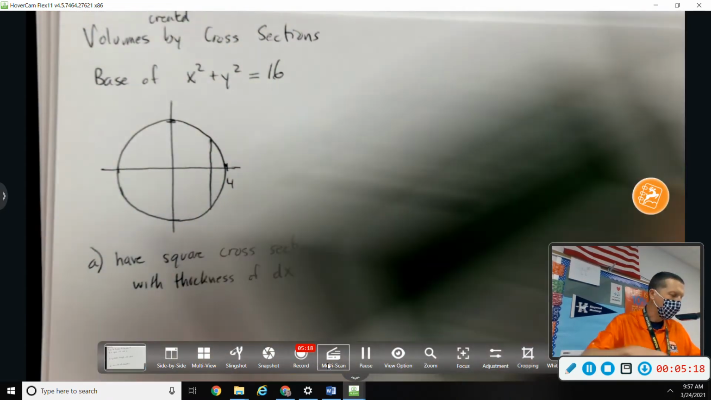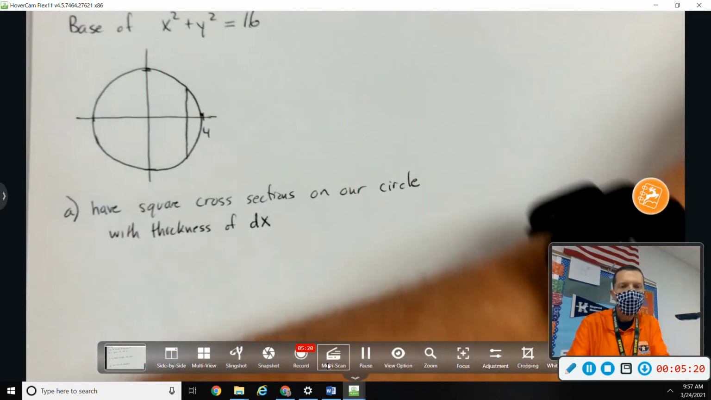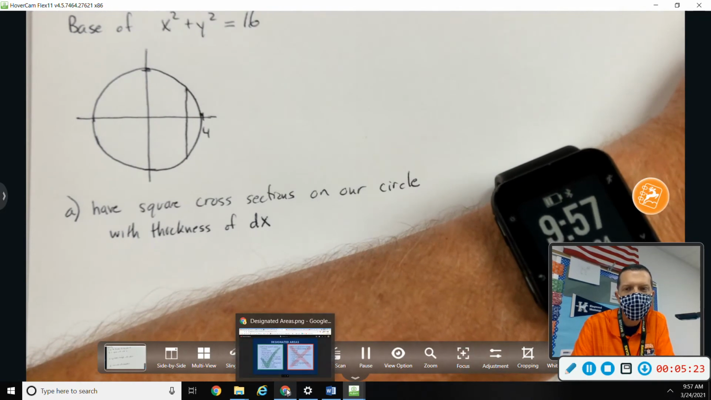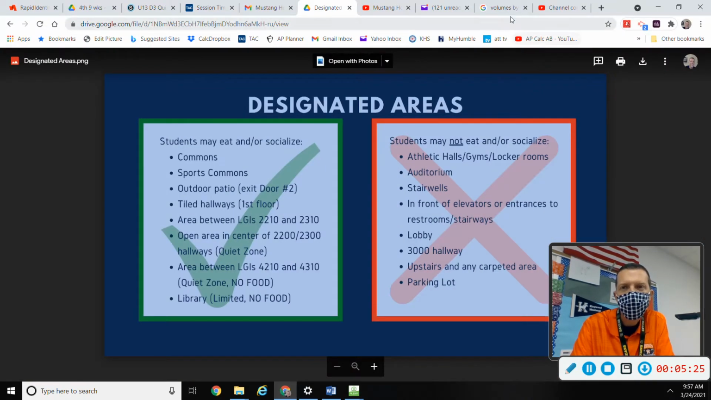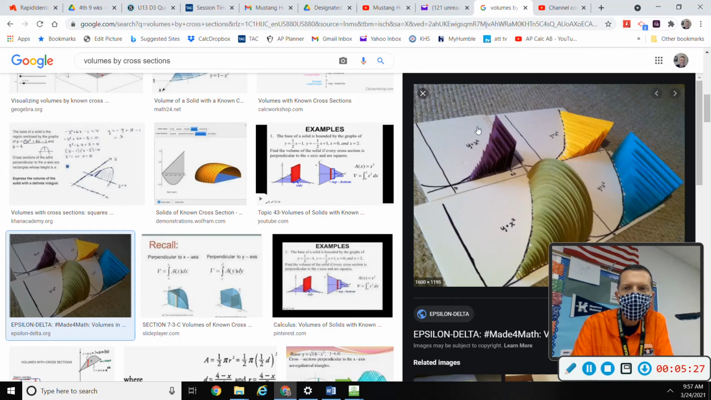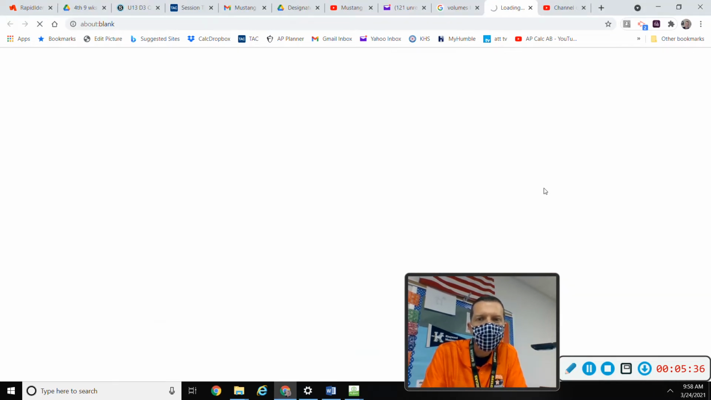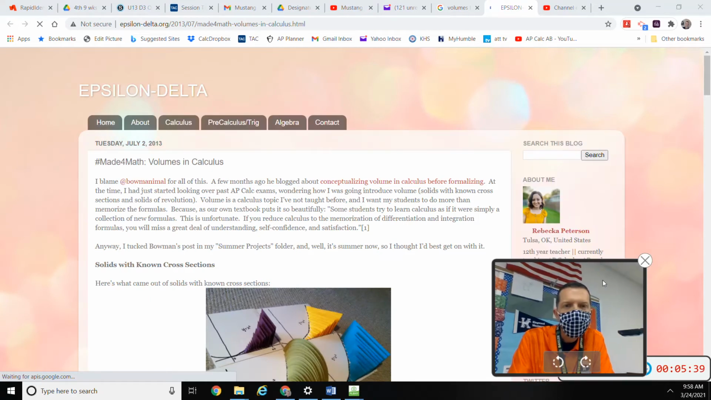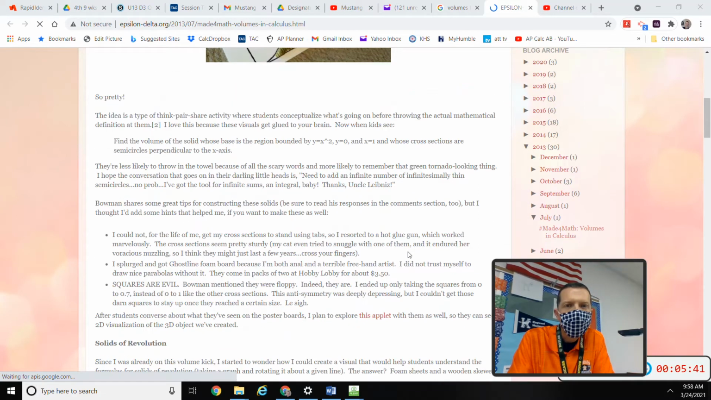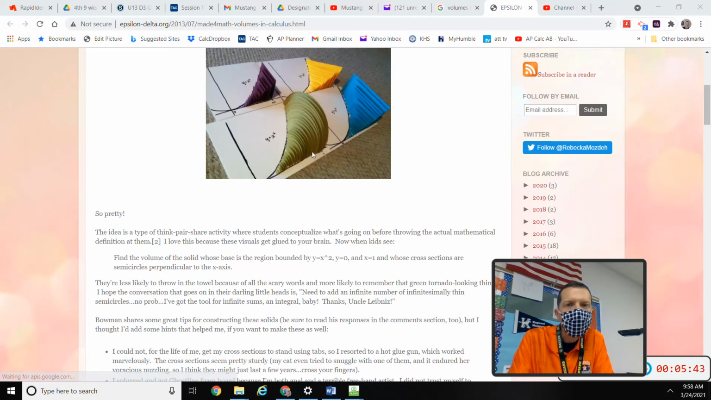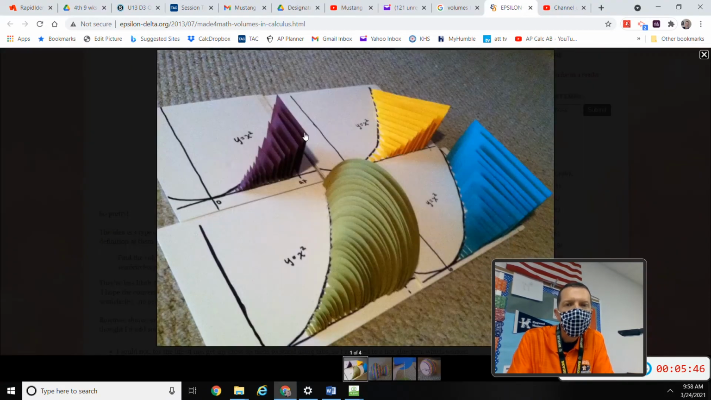Let me show you some pictures that might help. This is frequently one of the projects that calculus teachers do. So you Google volumes by cross-section and you get, there's not one that matches exactly what we did. So this picture here, so we get a bigger version of it. So the base is x squared. You can kind of see that. The black line is a parabola.